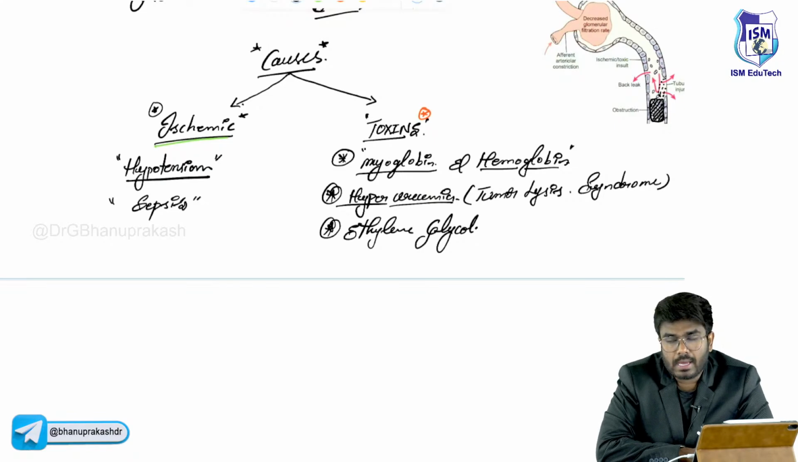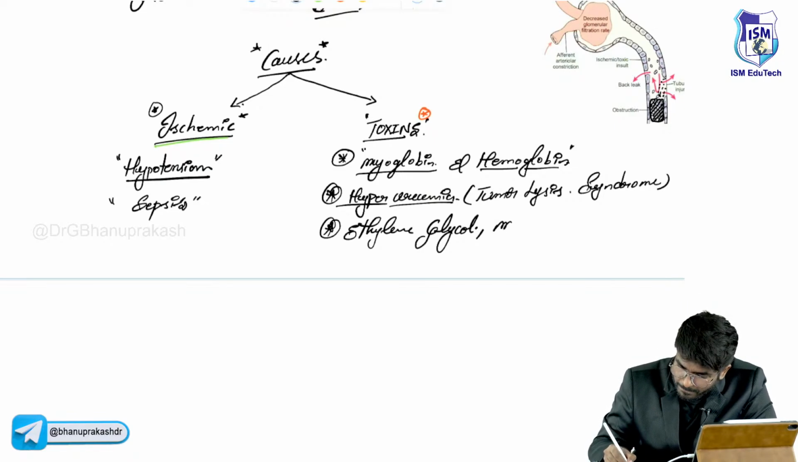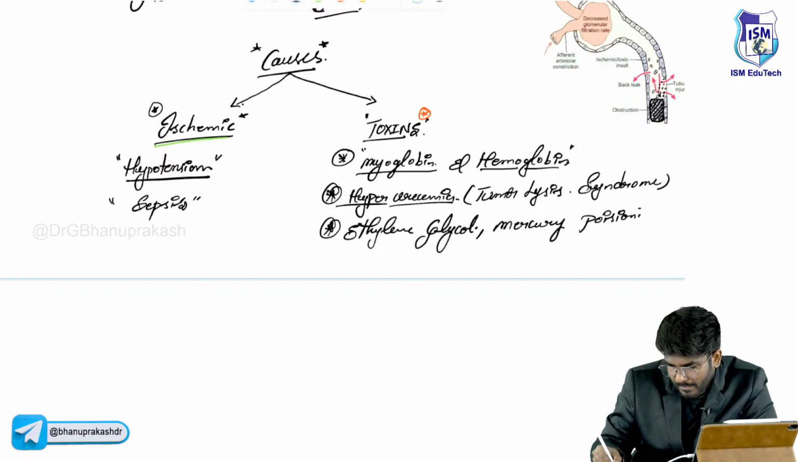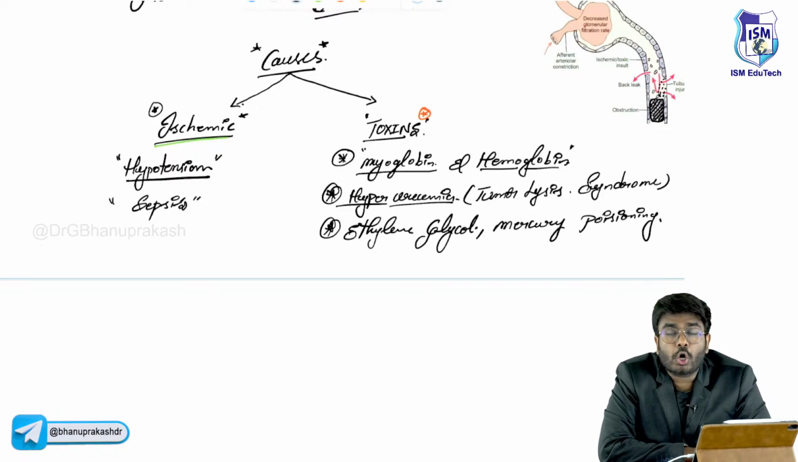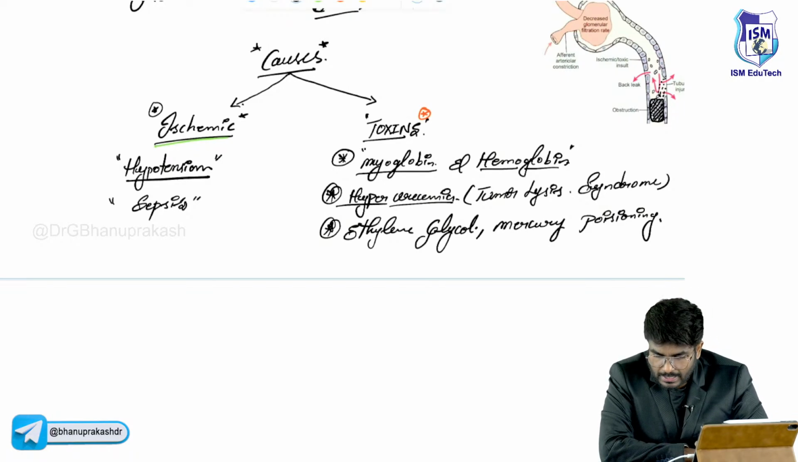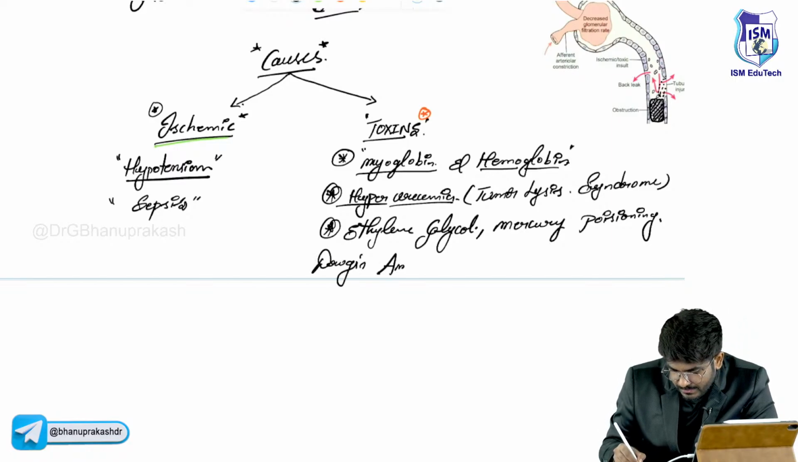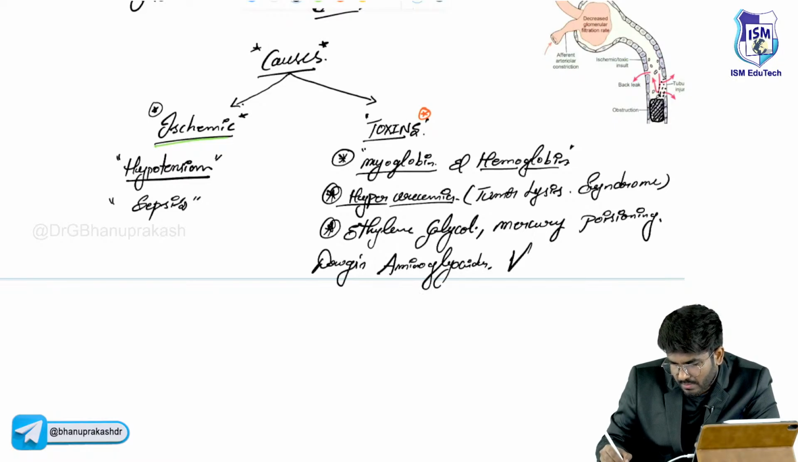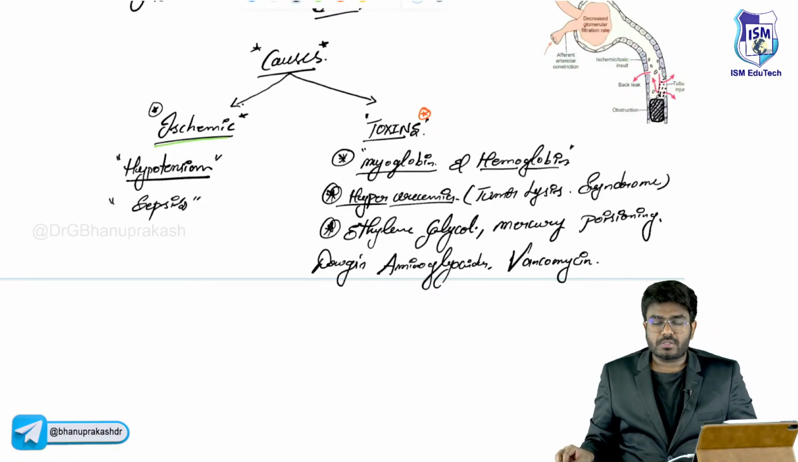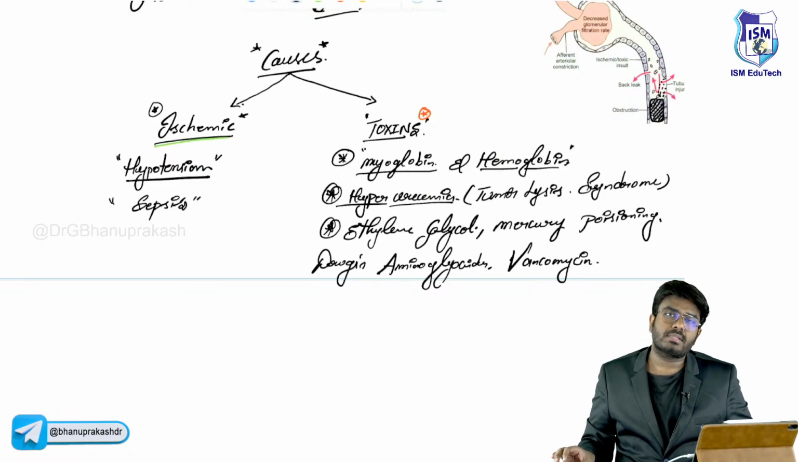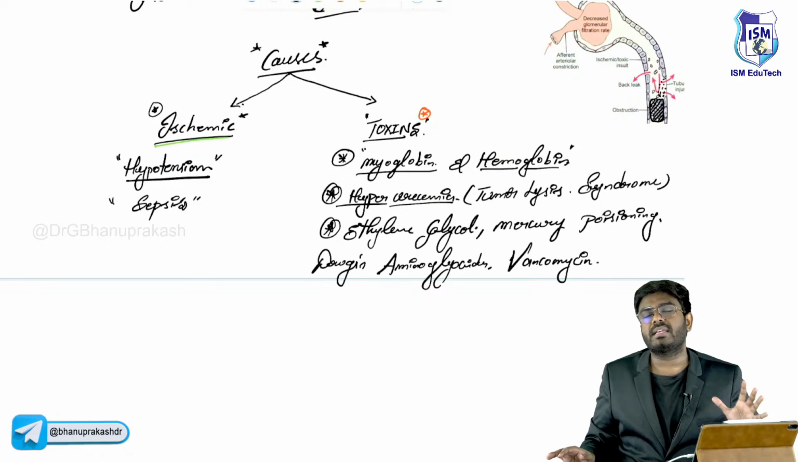Ethylene glycol poisoning or mercury poisoning can also cause toxin-mediated damage, acute tubular necrosis. And even certain kinds of drugs, like aminoglycosides and vancomycin. So these drugs can also cause nephrotoxicity, a toxic effect to the kidney.